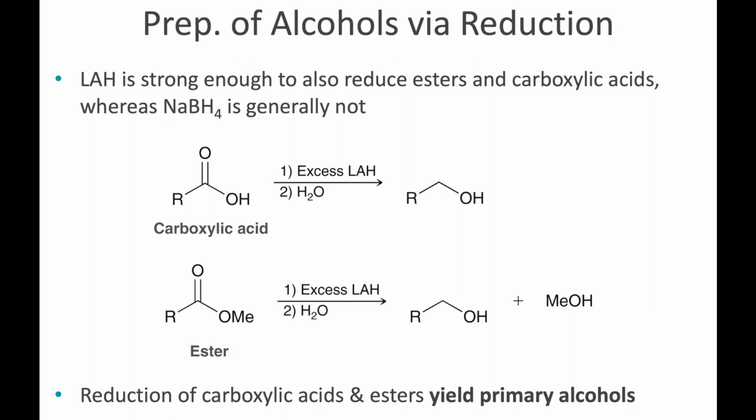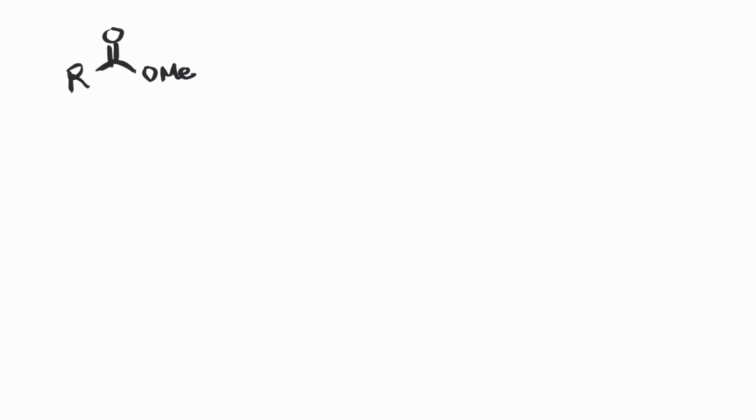So for example, here we see a carboxylic acid. If you use 2 equivalents of LAH followed by water, you will create a primary alcohol. Or if you have an ester, you use 2 equivalents of LAH followed by workup with water, you will have a primary alcohol also. Okay, so let's see what the mechanism looks like for the reduction of this ester.